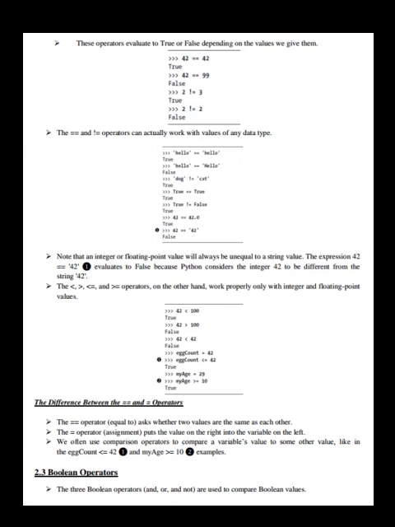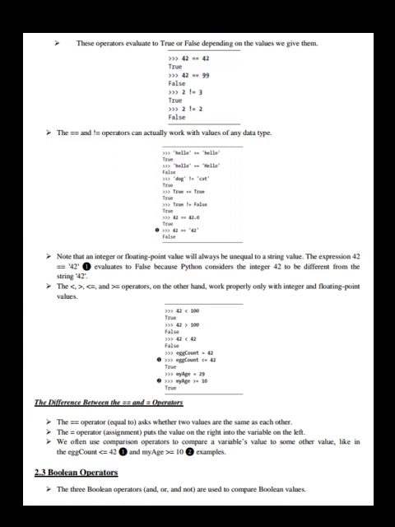The expression 42 == '42' evaluates to False because Python considers the integer 42 to be different from the string '42'. The greater than, less than, greater than or equal to, and less than or equal to operators, on the other hand, work properly only with integers and floating point values.